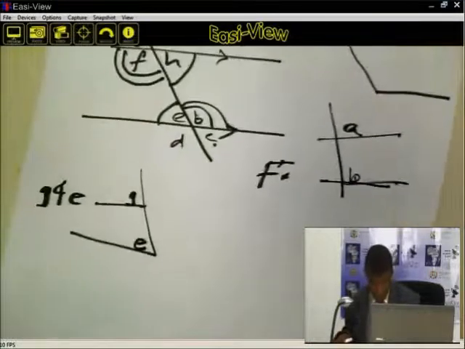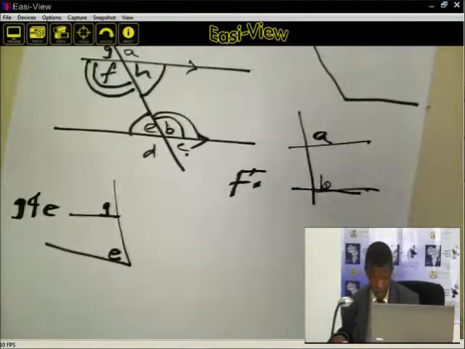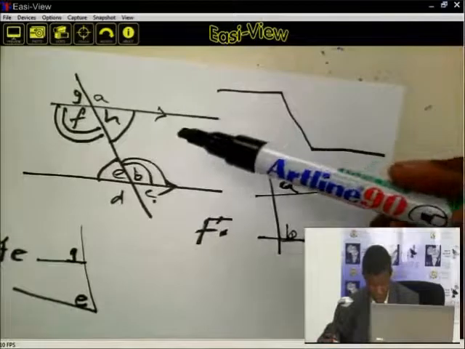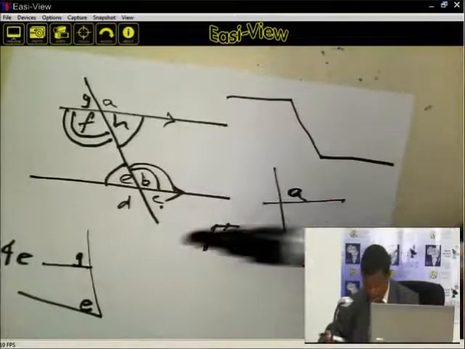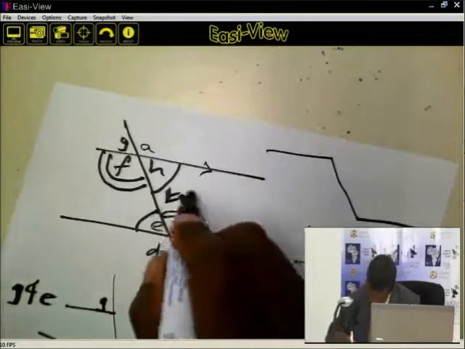And finally, although we seldom use that, co-interior angles are supplementary. Now, how will you recognize, apart from the F, corresponding angles? This line here is called the transversal.